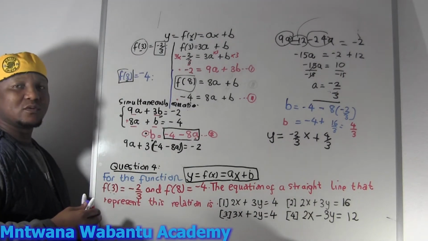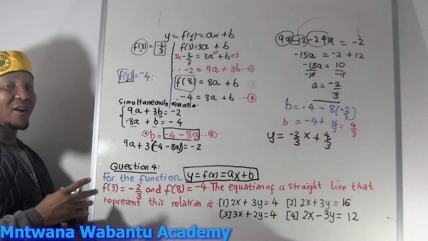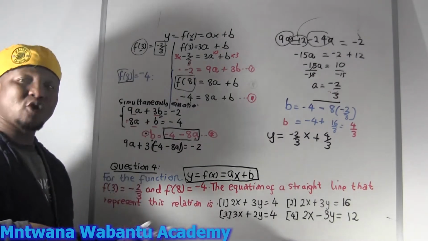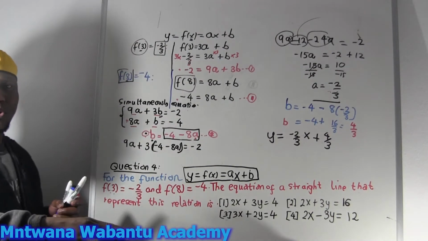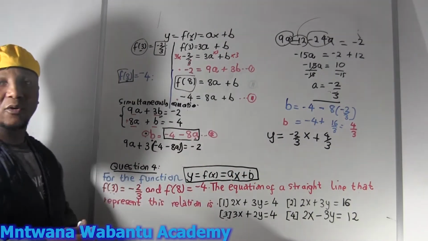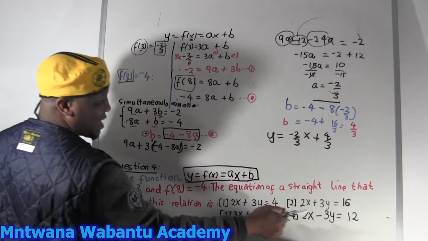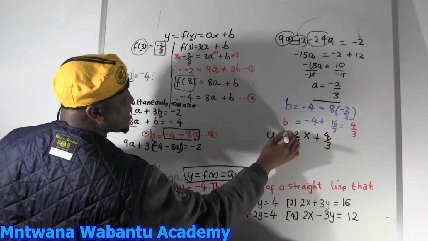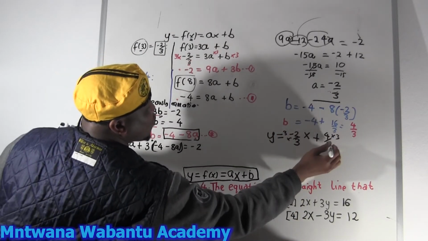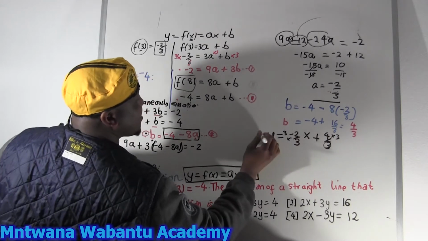So that's the equation, that's the final answer. But it's not in these options. So what you're going to do, you're going to make it linear. How are you going to make it linear? Multiply by 3 throughout, because you don't want this denominator in the option. So multiply by 3, because you want to get rid of this, and then multiply by 3.